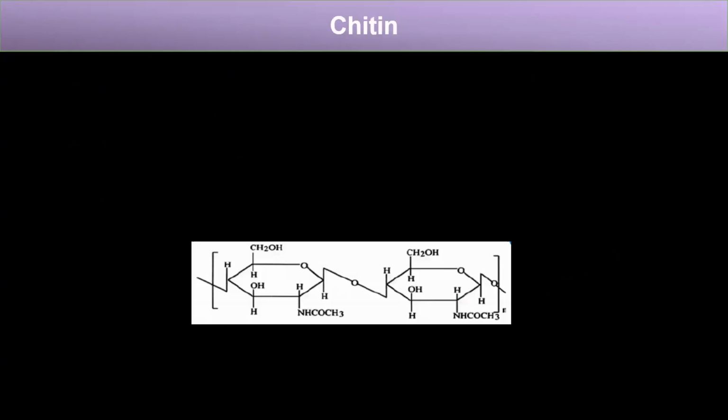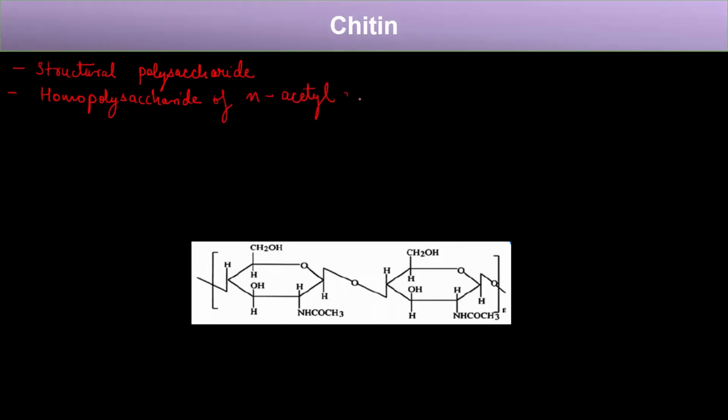Next we'll study another structural polysaccharide, that is chitin. Chitin is also a structural polysaccharide. It is a homopolysaccharide because it consists of only one kind of monomeric unit. Hence, it is a homopolysaccharide of N-acetyl glucosamine.